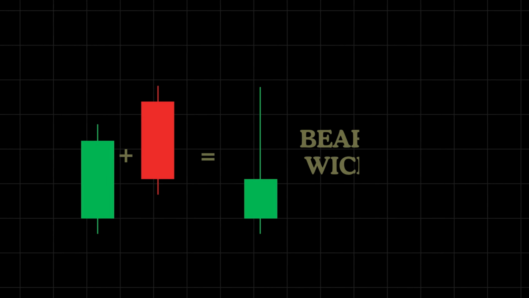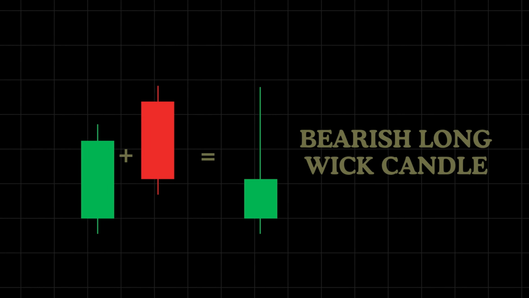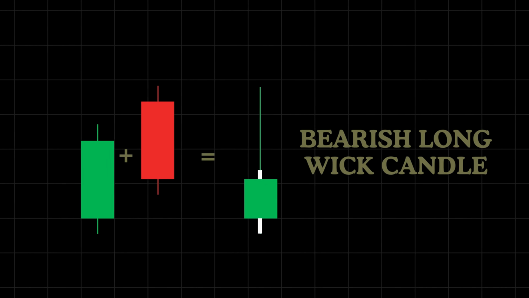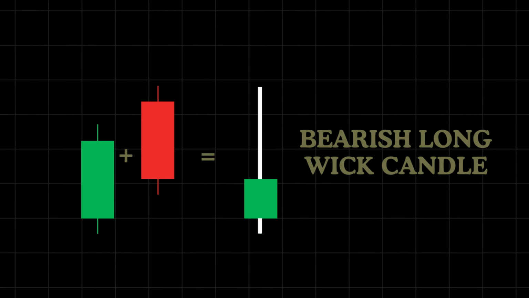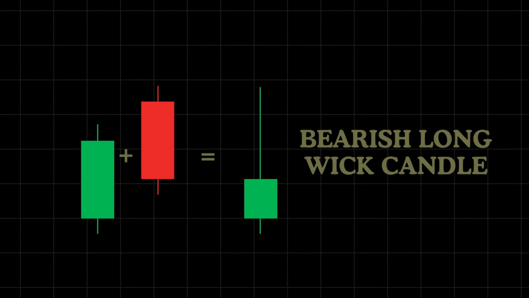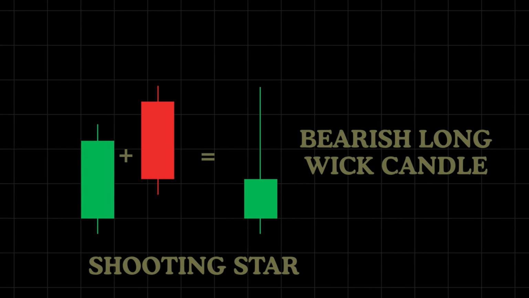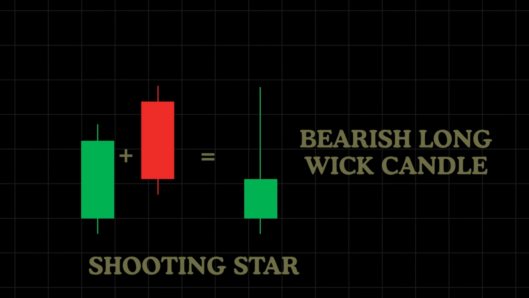Now, this gives us a bearish long wick candle. The body is small, the lower shadow is minimal or non-existent, and the upper shadow is at least twice the size of the body. Some might identify this as a shooting star, and that's valid. But as we've discussed, the purpose here is to avoid memorizing every single pattern name.